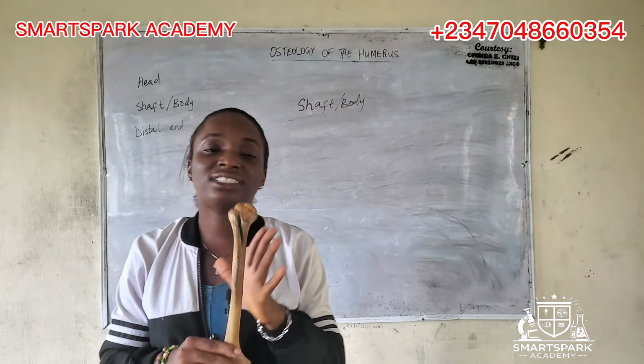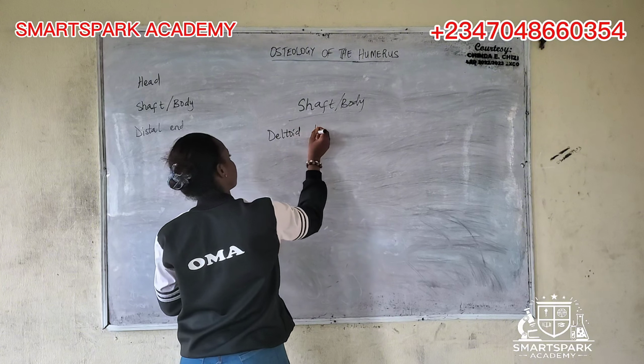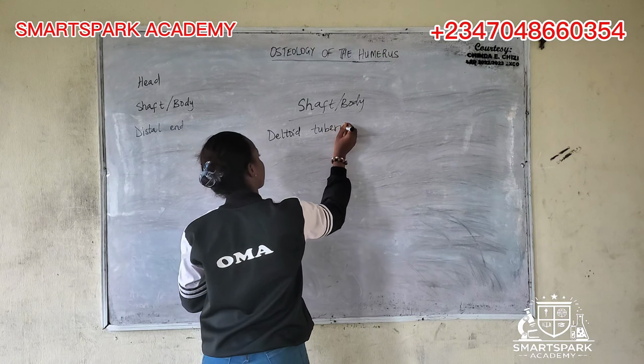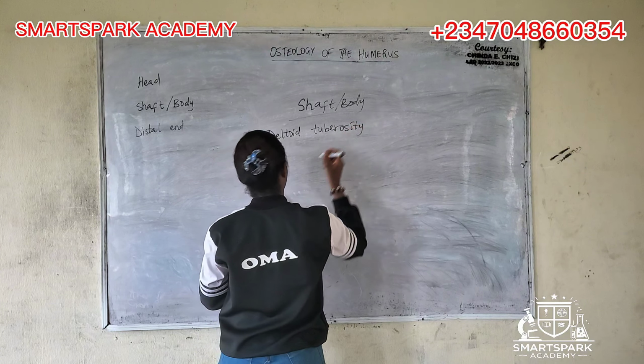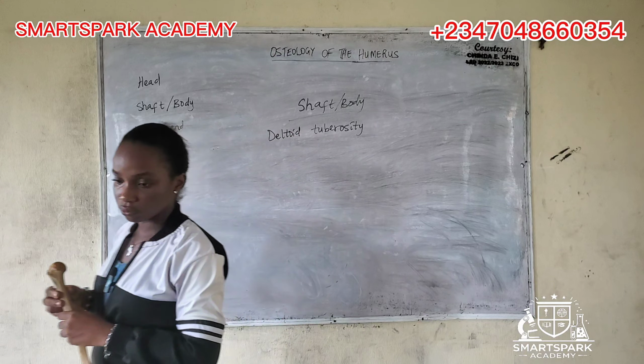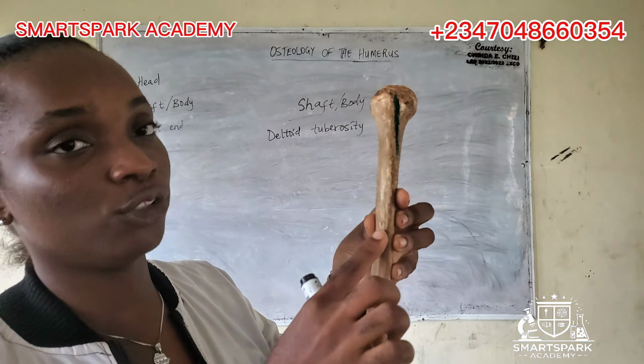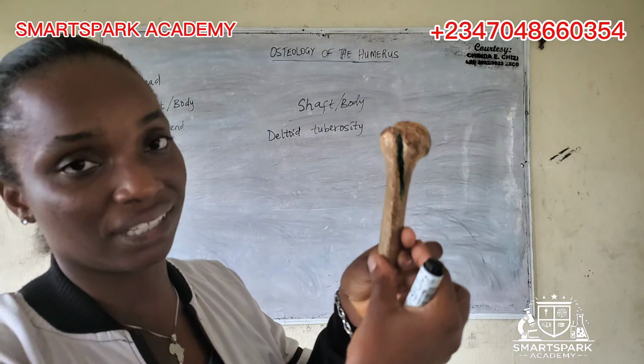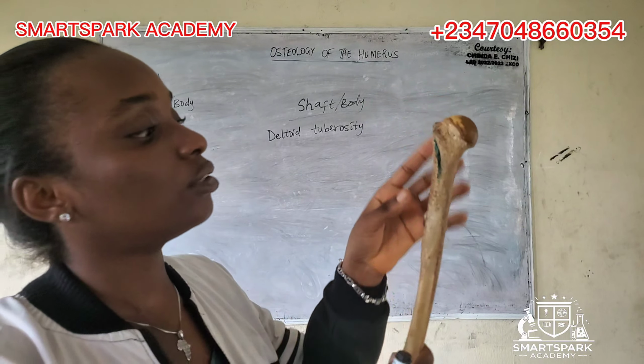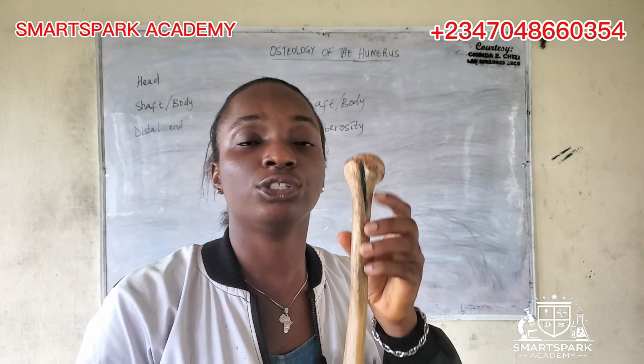Now, on this chart, there's a very important structure which we call the deltoid tuberosity. This is the deltoid tuberosity. If you notice, it has a roughened appearance. It's rough. And it is found lateral mid-shaft of the humerus.